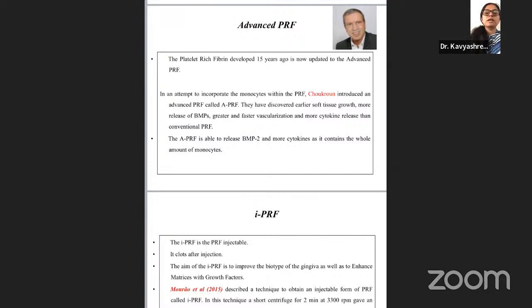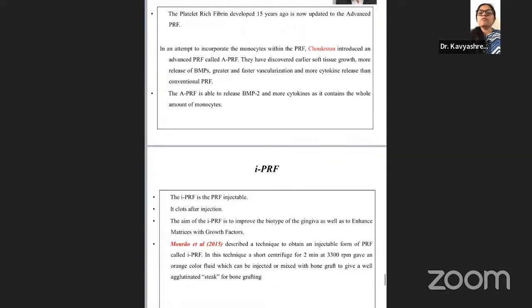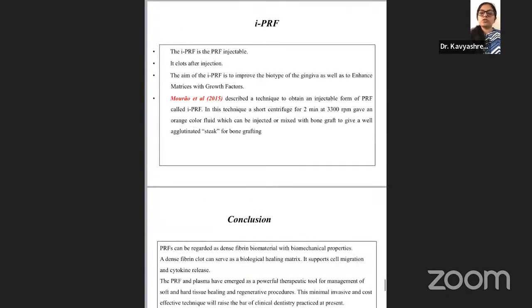In APRF, there will be a release of more BMPs into the area, and faster recovery of the tissue. This is further classified into APRF plus and APRF minus. The only difference is the duration of the centrifugation. In APRF plus, the time for centrifugation is reduced, only 8 minutes at 3000 rotations per minute, whereas in APRF minus it is 12 minutes at 3000 rotations. That is the only difference. So in advanced PRF, monocytes were incorporated, and plus and minus is the further discovery where the duration of time was reduced.